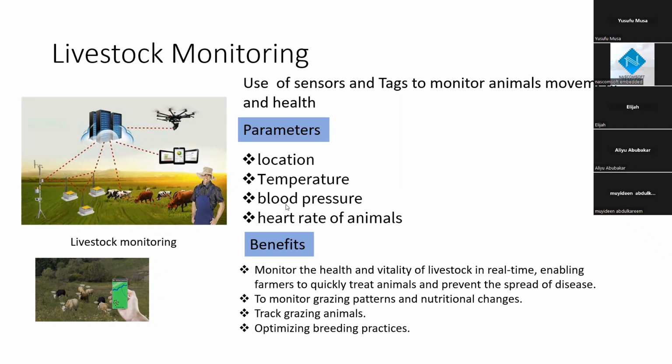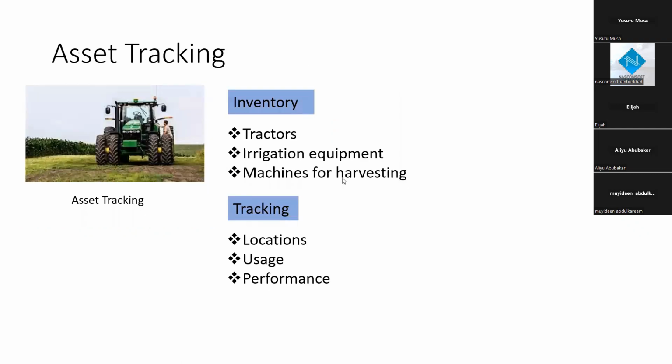Okay. So the next thing is asset tracking. So another important area in agriculture. Again, for big farmers, they have a lot of inventories. They need to take inventories as in number of tractors, equipment, machines for harvesting. So all of this, they need to monitor them to avoid people from stealing them or misplacement and things like that. So IoT incorporated in some of these things can help you track your equipment or machines in real time. So you can know the location, you can know the usage.